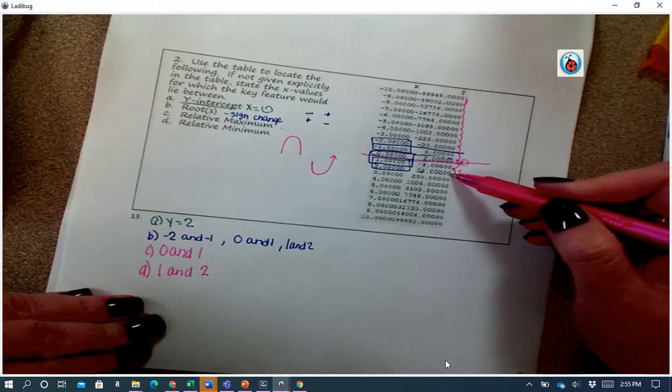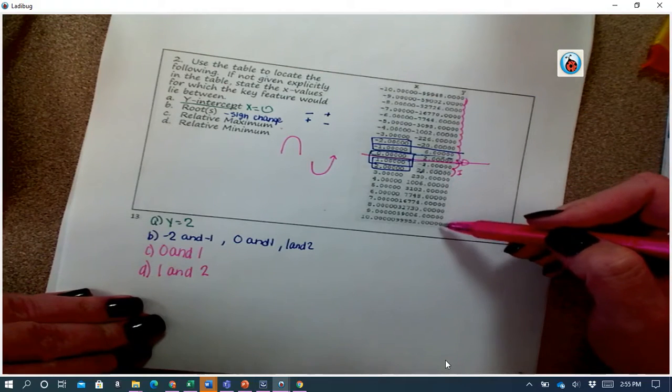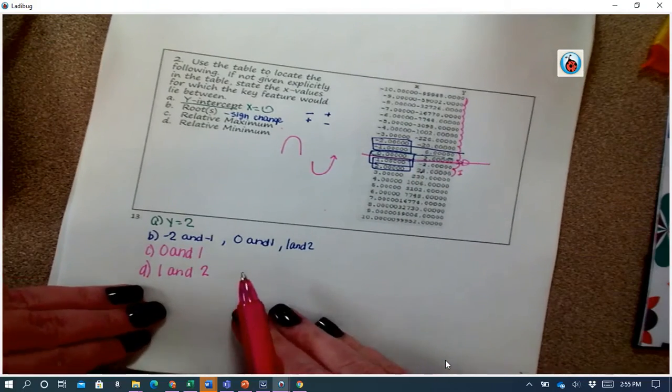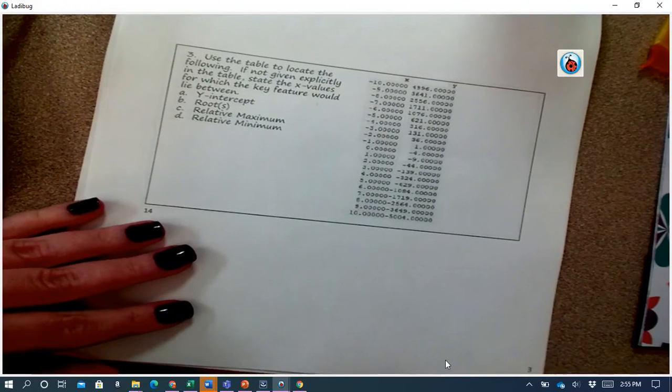And then I think that's it. 24, increase, increase. The rest just keep on increasing. So this is why, if you notice, I'm using a lot of colors, because this makes the most sense to me. Okay, let's take a look at number 3.